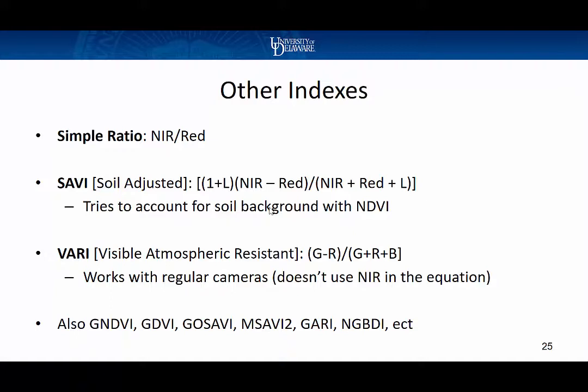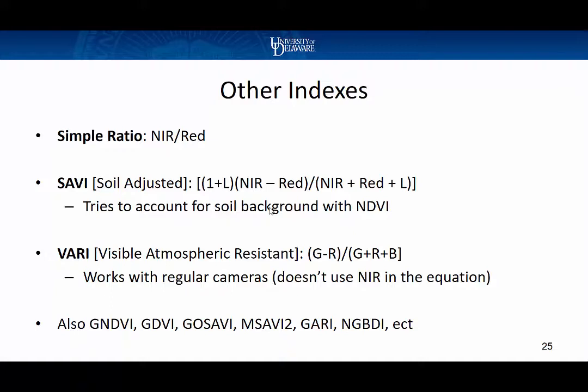The visible atmospheric resistance index doesn't need NIR. It's green minus red divided by green plus red plus blue. Some people call this false NDVI. You don't need an NIR camera. It works okay in most cases, but it's not as good as if you have that NIR band. And then there's green NDVI and GDVI and GOSAVI, and there are very specific ones that people have figured out to look at a very specific wavelength.